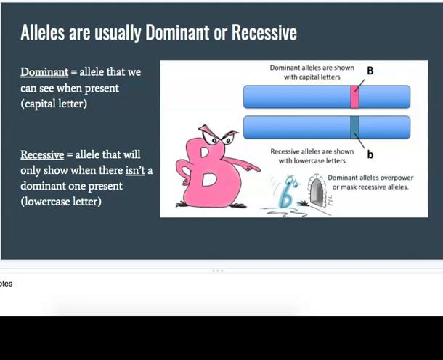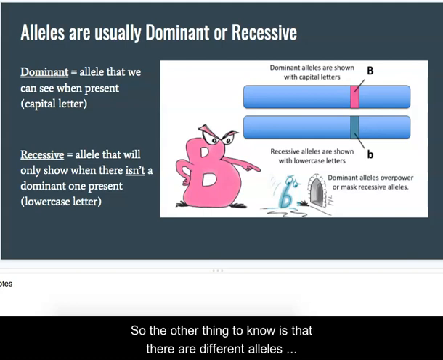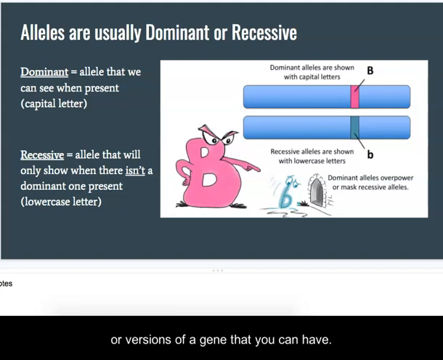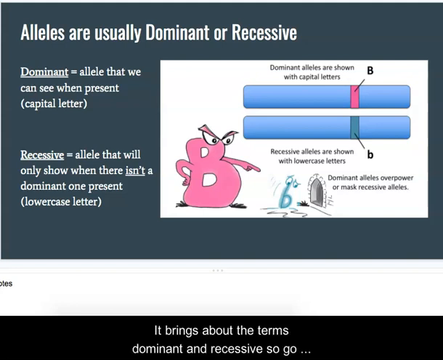All right. So the other thing to note is that there are different alleles or versions of a gene that you can have, and they don't always play equally nice. It brings about the terms dominant and recessive. So go ahead and pause the video right now and see if you can write down what I have for definitions there. Alleles are usually either dominant or recessive. So write them down, and then when you're ready, hit play and I'll talk about it.